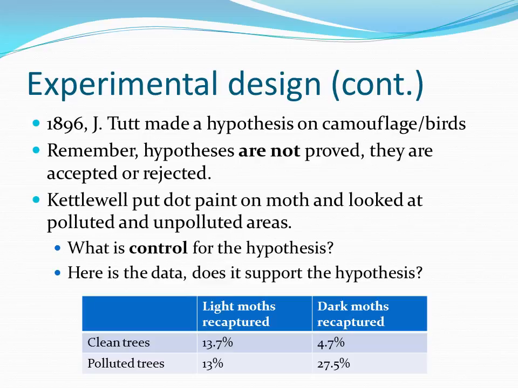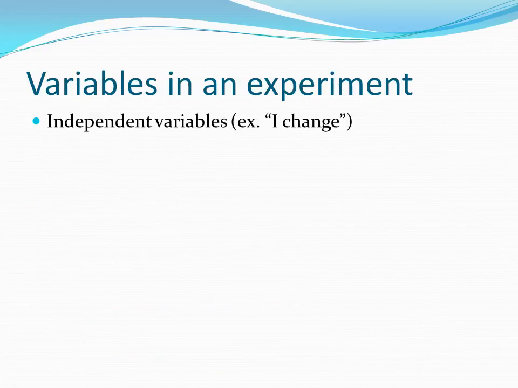Now look at the second line. This is the one that's more interesting. You can see there's not much difference on polluted versus clean trees in the number of light moths that were recaptured. But these polluted trees, which were lighter colored, actually had many more dark moths that were recaptured because these polluted trees were whiter and it was much easier to pick those dark moths off. So this does seem to support the hypothesis that the large fluctuations in populations of moths that could be there are based on camouflage. But what are variables in these experiments that they set up?